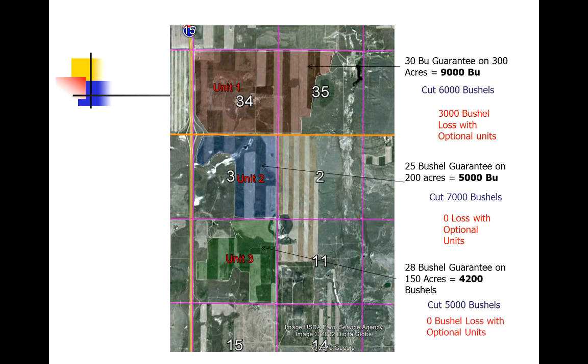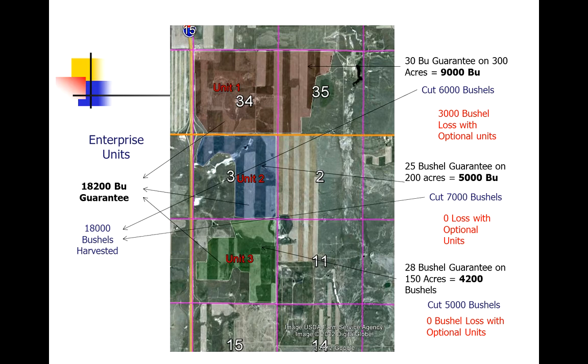Same thing on the last one. We had a 4,200 bushel guarantee on unit 3. We cut 5,000 bushels, so we didn't get a loss payment on optional units on there as well. If we have enterprise units, it's going to take all 3 of these units and throw them together into one big pot for the guarantee first. So in this scenario, we had an 18,200 bushel guarantee.